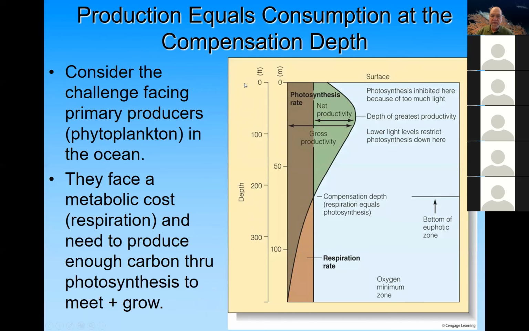And so at any given point, you have a compensation depth, where the available light is going to allow sufficient respiration, or sufficient availability of metabolic respiratory products, to allow plankton to survive. Below this compensation depth, there's not enough light for photosynthesizers, for primary producers, to compensate for their metabolic needs.